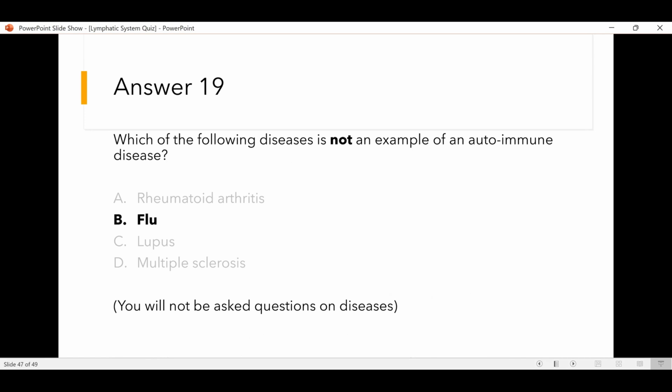Answer 19. You're not going to be asked questions on diseases, but I think it's important to remember that rheumatoid arthritis, lupus, and multiple sclerosis are autoimmune diseases. So are many others. The odd one out here is the flu. And on this question, which of the following diseases is not, I've made the not bold. VTCT won't do that. So make sure you read the question twice before you answer it.